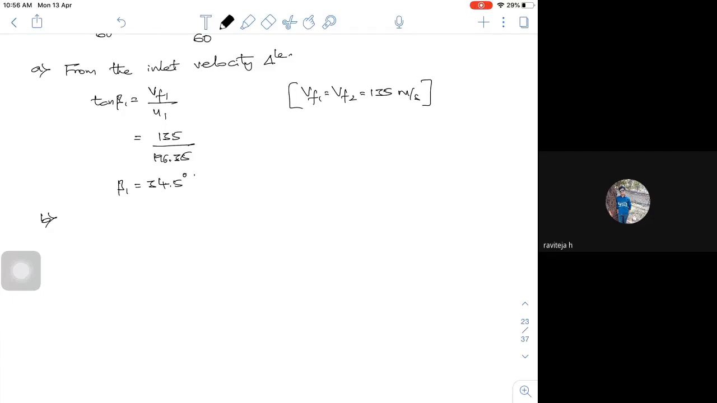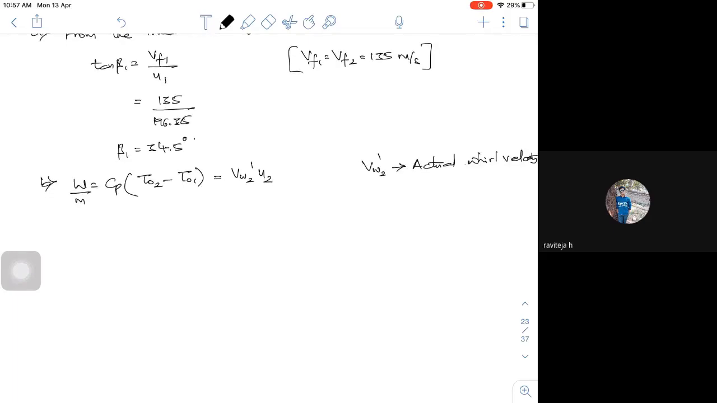So I can calculate the corresponding actual work done, which is specific work, W by m, is equal to Cp into T02 minus T01. So here you have to watch carefully, which is equal to VW2 dash into U2, because VW2 dash is for the actual whirl velocity and VW2 is the theoretical whirl velocity for this condition, because they are trying to calculate with respect to slip.